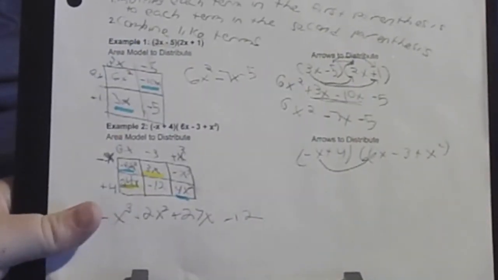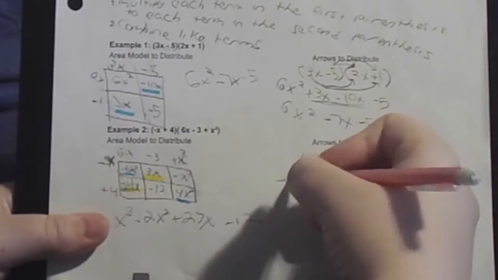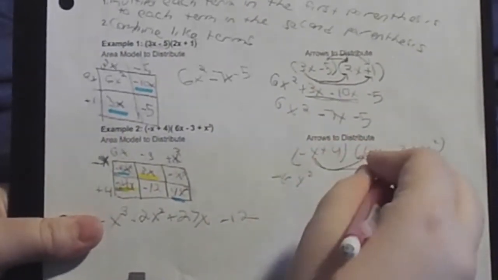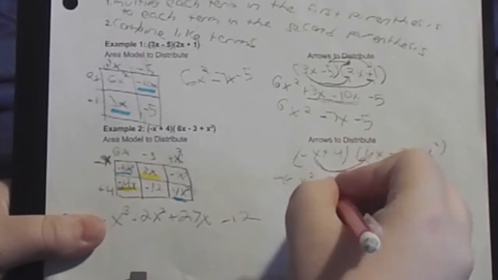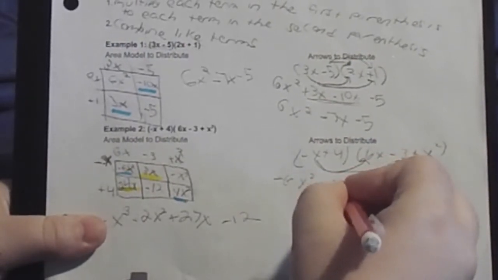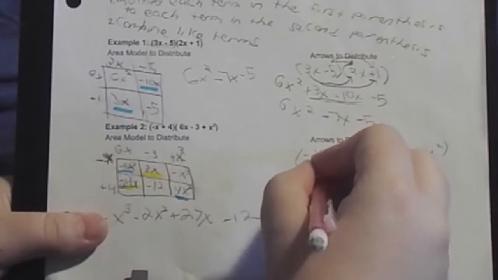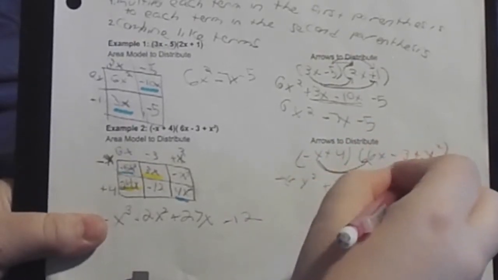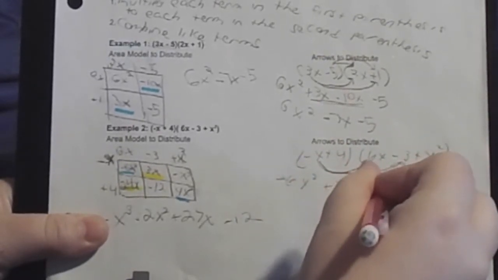So negative 1 times 6 is negative 6. x times x is x squared. I make sure negative x goes to negative 3, which is positive 3x. So negative times a negative is a positive. Negative x times x squared is a negative x cubed, because a negative and a positive is negative, and then x times an x squared, which is 2 x's being multiplied, is 3 x's being multiplied, which is x cubed.